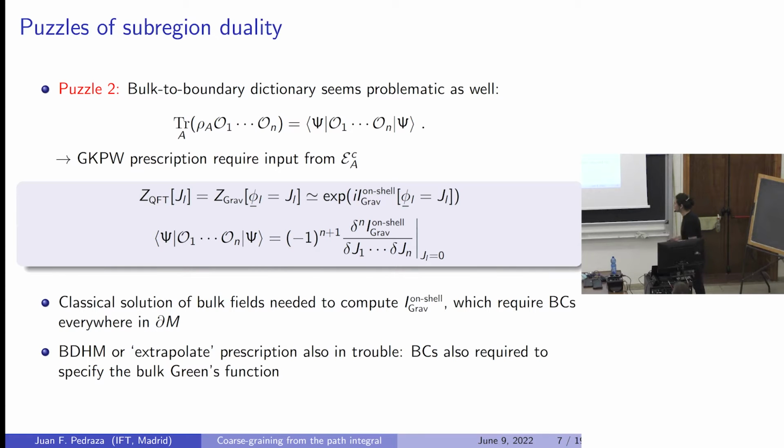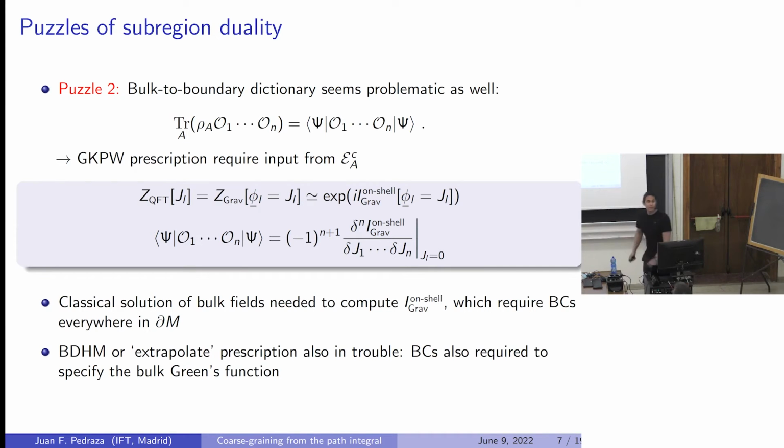The same issue arises if you try to use the extrapolate dictionary. So if you want to compute first a two-point function, for example, in the bulk, and then try to take one of the points to the boundary, the issue is that in order to use that prescription, you need the bulk Green's function. And also, in order to specify the bulk Green's function, it's important to know the boundary conditions everywhere.